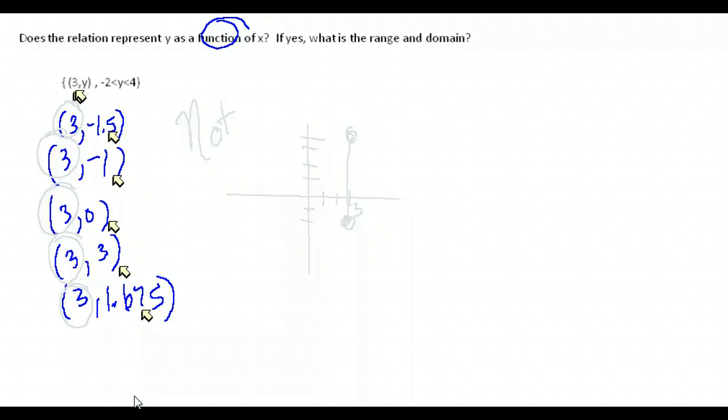So once again, since this is not a function, our answer is just not a function. Had it been a function, our range would have been between -2 and 4, and our domain would have been 3. But it's not, so we don't worry about that.